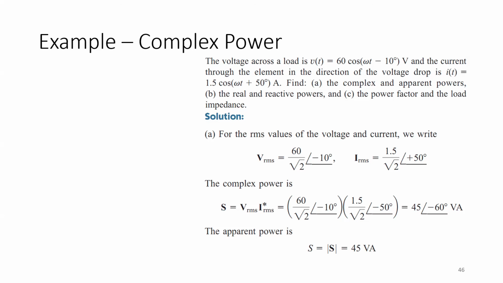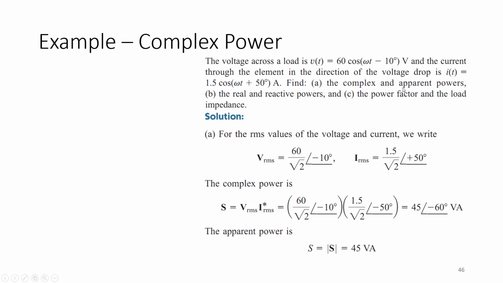So the example of complex power is: the voltage across the load v of t is given by 60 cos(omega t minus 10), and the current through this element, flowing in the direction of voltage drop, is 1.5 cos(omega t). We need to find the complex and apparent powers, real and reactive powers, the power factor and the load impedance. Proceeding, Vrms is given by 60 divided by square root 2 with angle of minus 10. The Irms is given by this relationship.